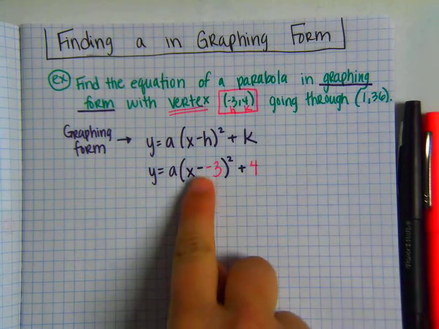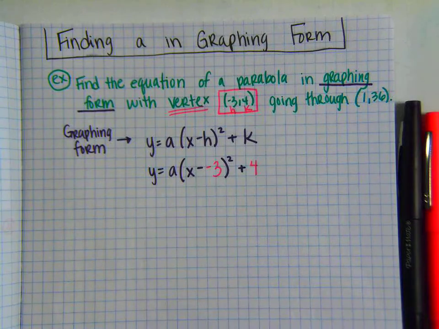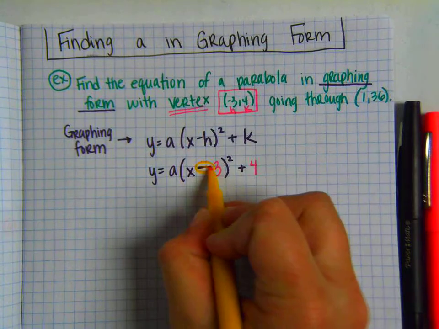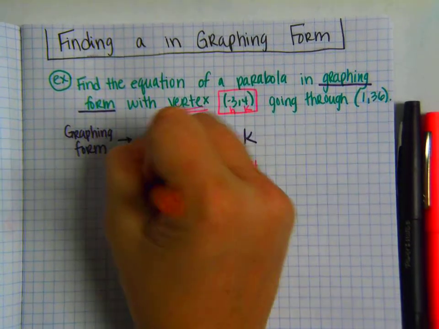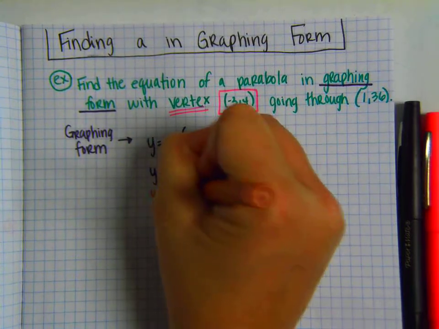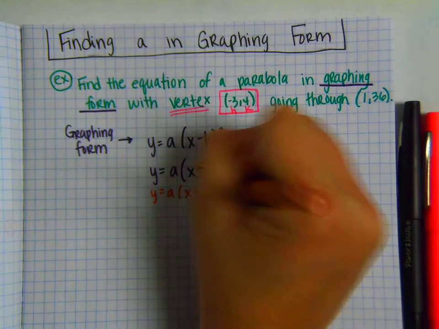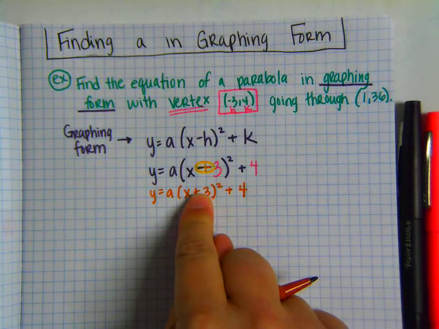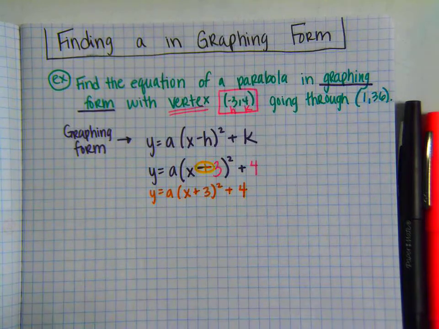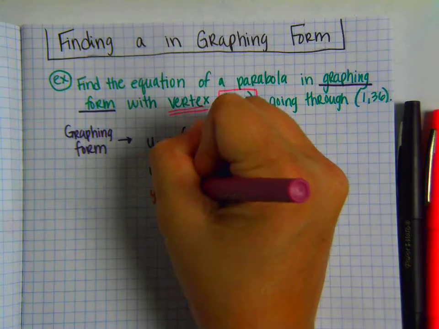Okay, now we have a negative and a negative, a negative and a negative, which we know that'll make a positive. So let's go ahead and rewrite that as y equals a times x plus 3 squared plus 4. Now, if you can go from here to here with the plus sign without doing that middle step, you can. I just wanted to show you why it's a plus sign. So, now we still need to find A. We don't know what A is.